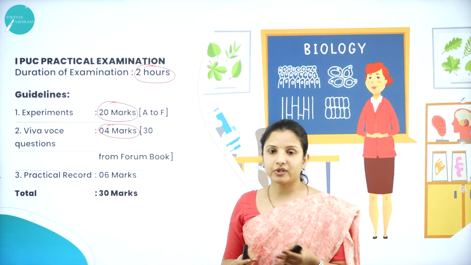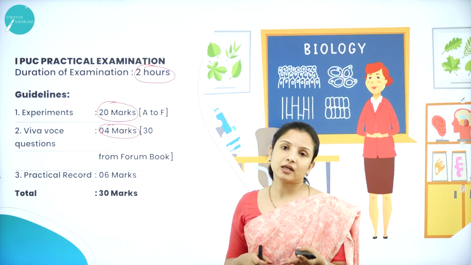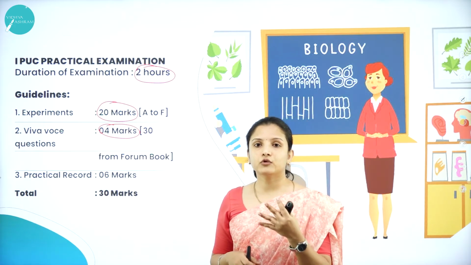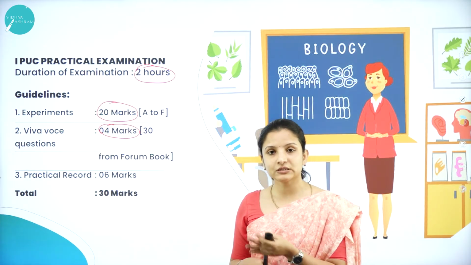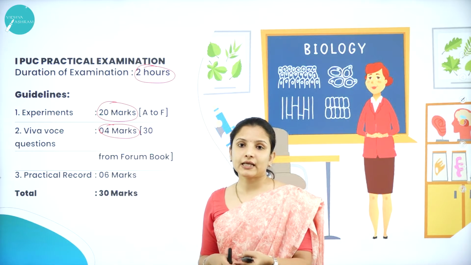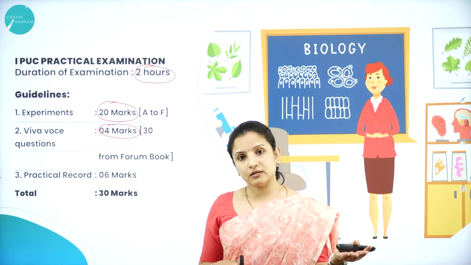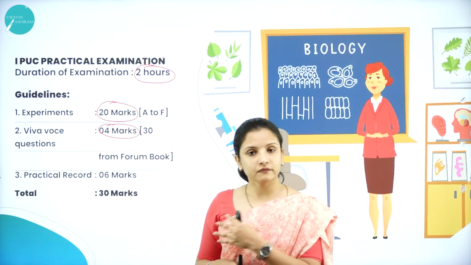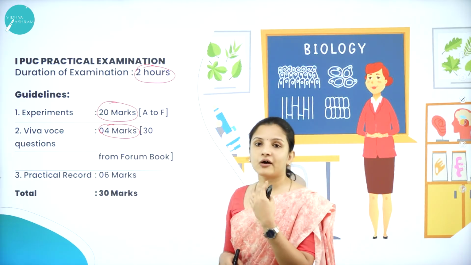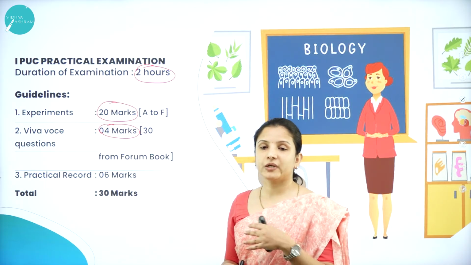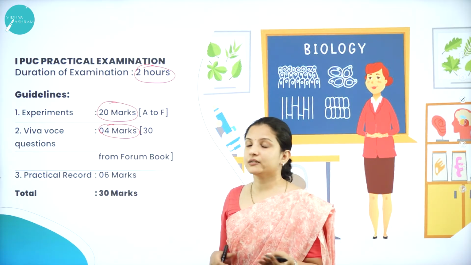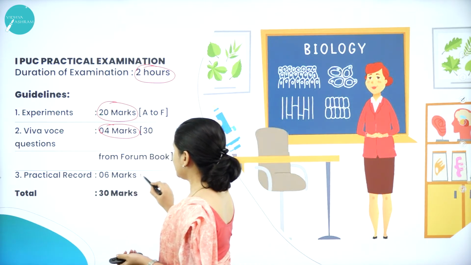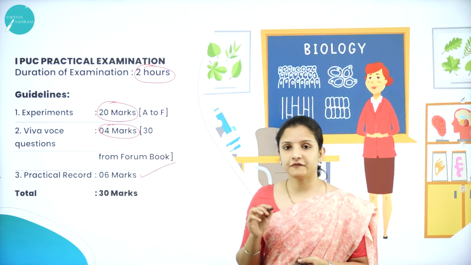That is around 30 questions. It depends on the examiner. He can ask you 30 questions or even more or less than that. In the viva voce, they will ask you questions regarding the experiment you are doing in the lab, or also questions from the textbook. So you have to get thoroughly ready for the viva voce. Marks will be given based on how you answer, your confidence, and the way you do your practical in the lab. Next is practical records. Practical records alone will fetch you 6 marks.